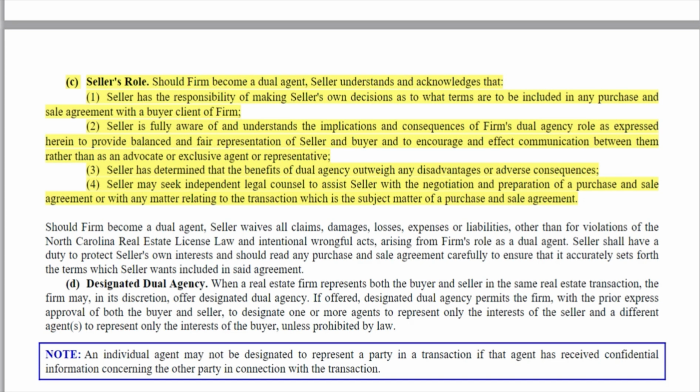Number four, the seller may seek independent legal counsel to assist the seller with the negotiation and preparation of a purchase and sale agreement, or with any matter relating to the transaction, which is the subject matter of a purchase and sale agreement. So you're able to seek legal advice if you need to, because of course, I couldn't give you legal advice anyways, but seek legal advice as to whether or not to enter into this agreement or the dual agency. And even when it comes down to that, we are under a dual agency situation.